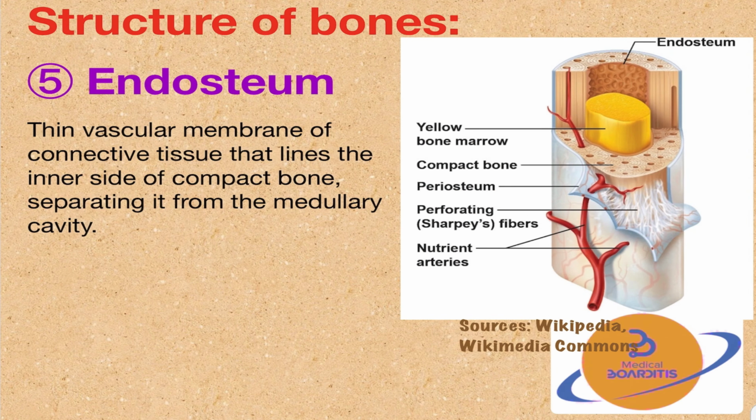Finally, we have the endosteum, which is this thin vascular membrane of connective tissue that lines the inner side of compact bone, separating it from the medullary cavity. So at the very inner side of the compact bone, we will find the endosteum just before we reach the medullary cavity that contains the yellow marrow.